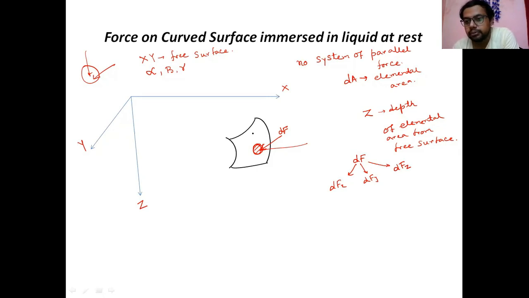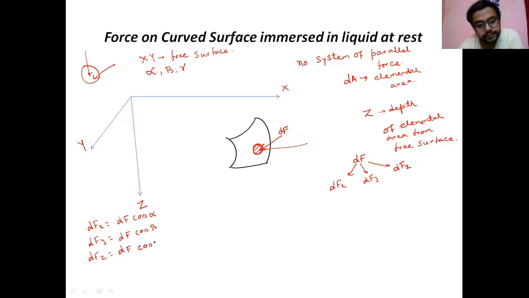So if you resolve this dF, you will get three components. Needless to say, dFx is equal to dF cos alpha, dFy is equal to dF cos beta, and dFz is equal to dF cos alpha. This is the way to find it.